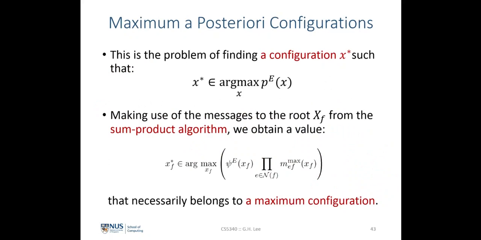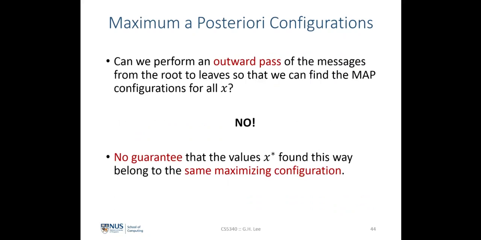So once we have computed the maximal probability, the next problem that we defined earlier is to find the configuration of all the random variables such that we achieve the maximal joint probability. And we'll make use of the messages to the root node from the sum product algorithm to compute this. So the question is: can this be simply done by an outward pass of the messages from the root to the leaf nodes so that we can find the configuration of all x?